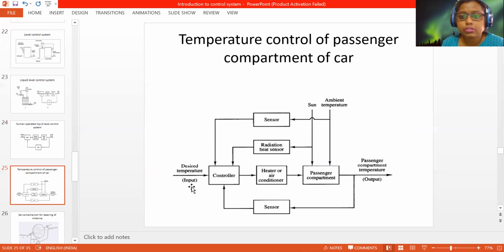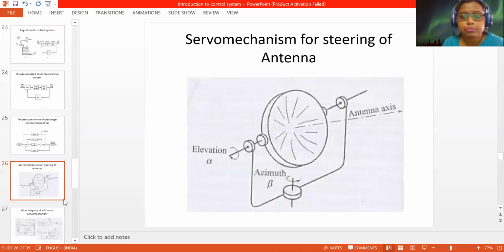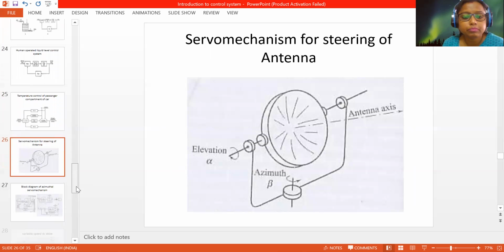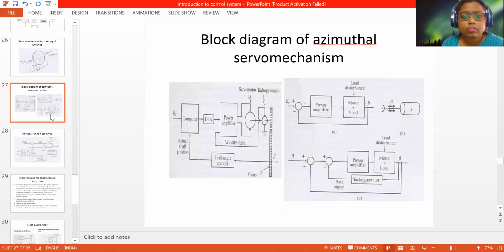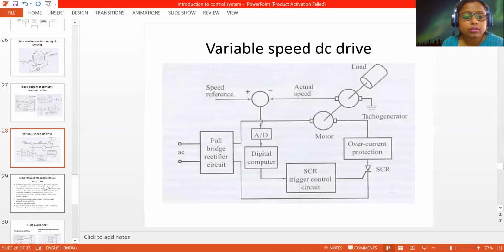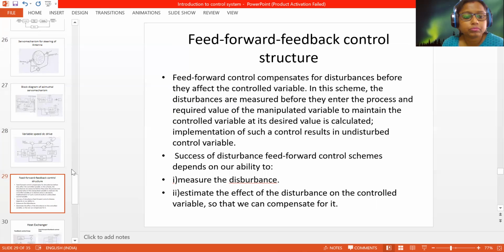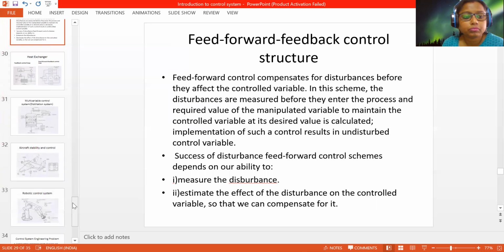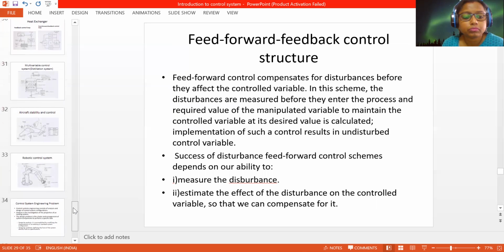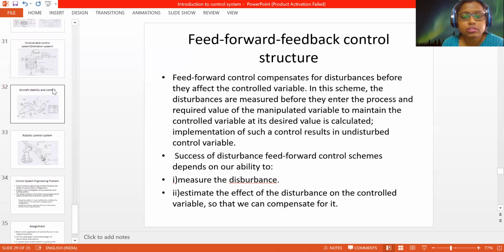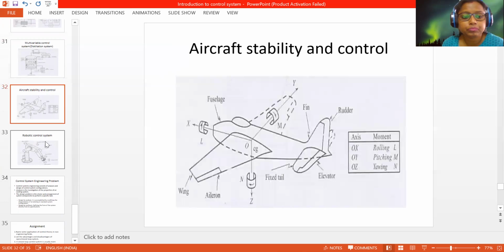So here is the temperature controller of the passenger compartment of a car. Examples of a servo mechanism are the steering of an antenna. Different types of other systems are also given. Many more systems are presented here.